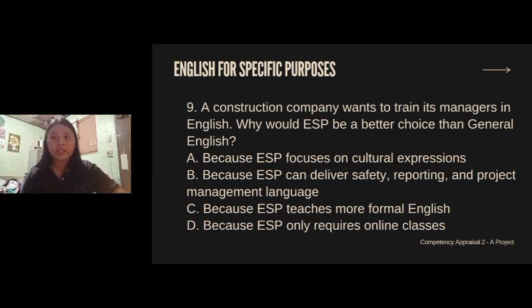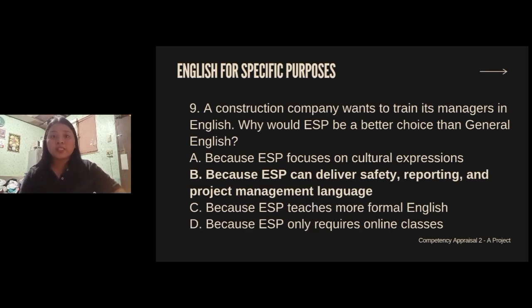So the correct answer is letter B. Because ESP can deliver safety, reporting, and project management language. So ESP would include vocabulary and communication skills specific to construction, such as safety terms and site instruction. That's why ESP is a better choice than general English when a construction company wants to train its managers in English.